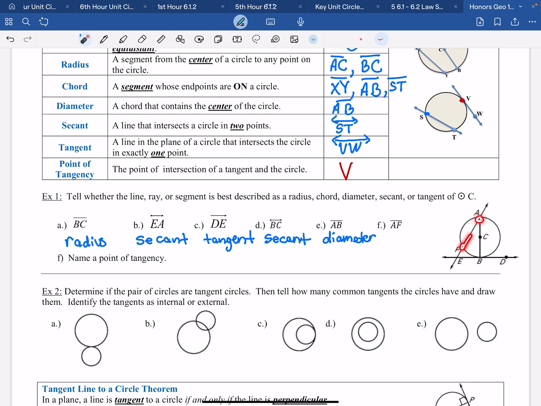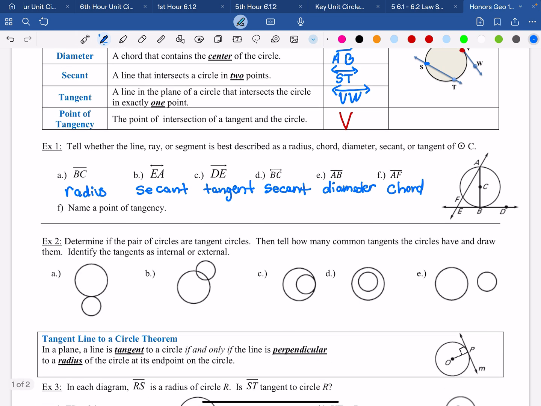Segment AF from here to here. Even though it's a part of a secant, if I ask you what does this represent, it is a chord. You're not going to call this a secant. So this is a part of that secant that we're asking, what do we call that? Okay. All right, outstanding. Let's move on.